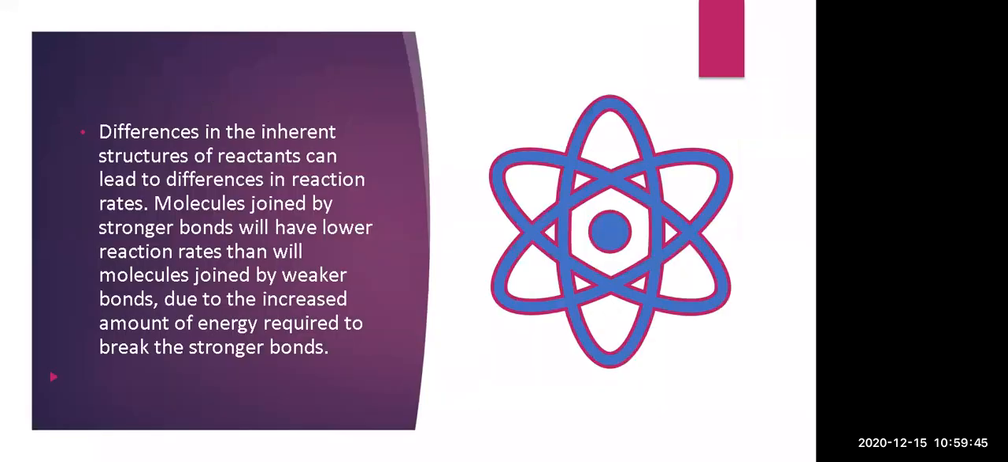Then, the difference in the inherent structure of reactants can lead to differences in reaction rates. Molecules joined by stronger bonds will have lower reaction rates. Solids form geometrical structures, meaning all the elements and atoms are attached to each other with stronger bonds. These bonds are difficult to break in a solid, whereas they are weakened in a liquid. That's why these bonds can be broken in a liquid.